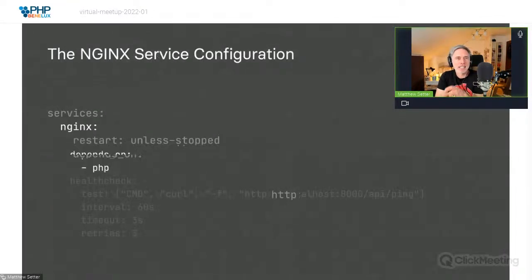Now next, the depends_on option creates a dependency between this service and the PHP service, which we'll define shortly. In short, it means that the Nginx service won't start until the PHP service is started, because the Nginx service needs to work with the PHP service, so it needs to be up and going first.